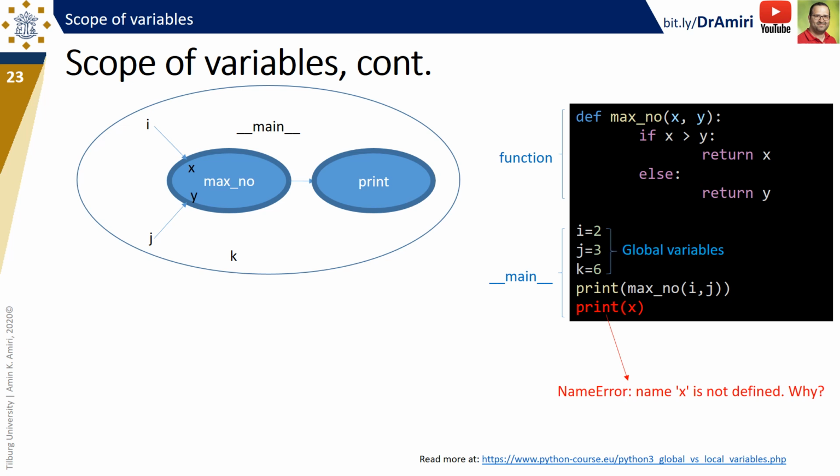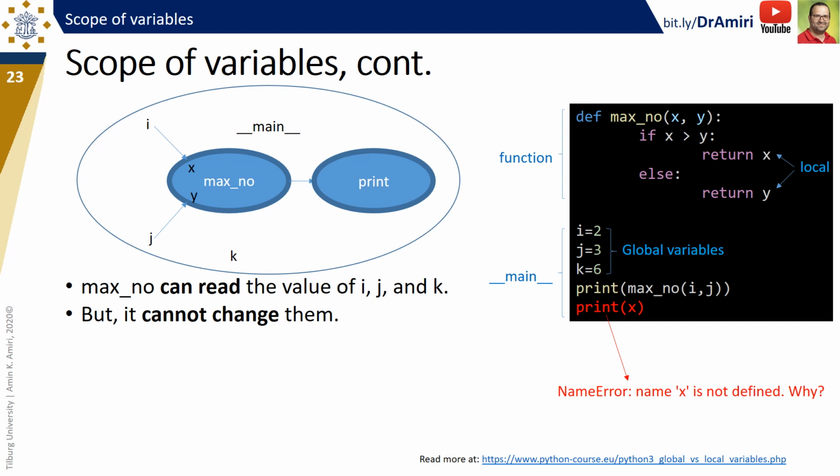We call i, j, k the global variables, as we just learned, and x and y are called local variables. To put it in other words, the main body cannot have access to the local variables. Note that maxNO, the function, can read the value of i, j and k, the global variables, but it cannot change them, unless you use global i, j, k in the function, like the Shade 3 that you saw a few slides back.